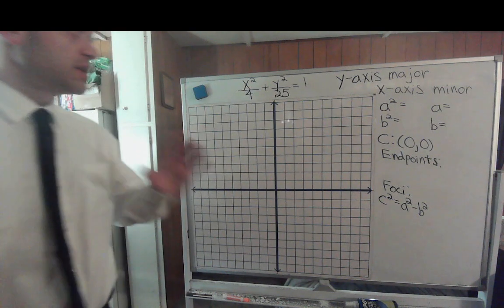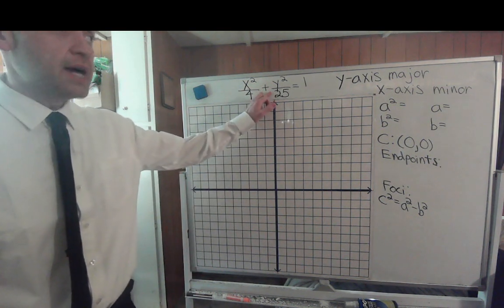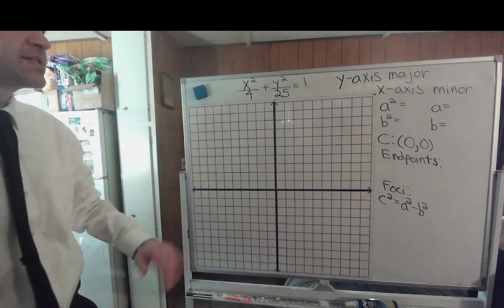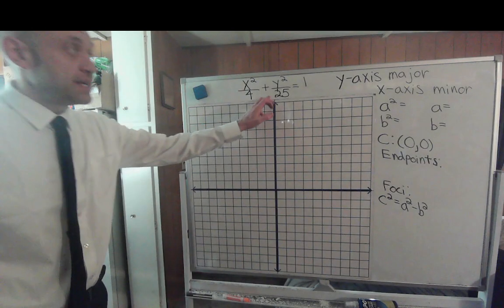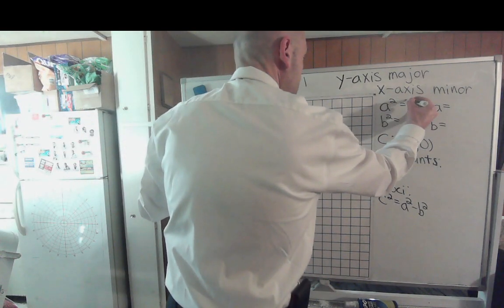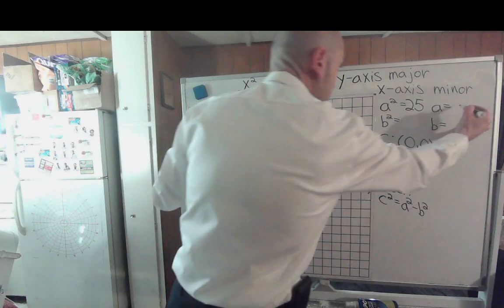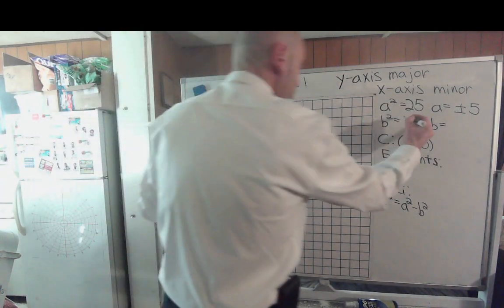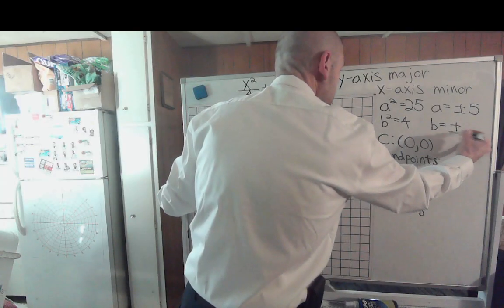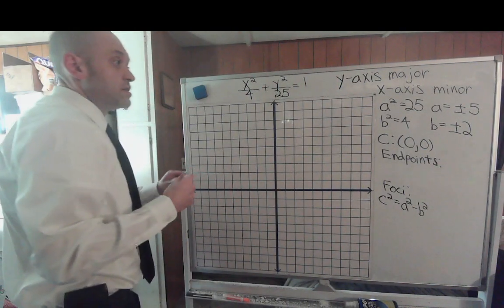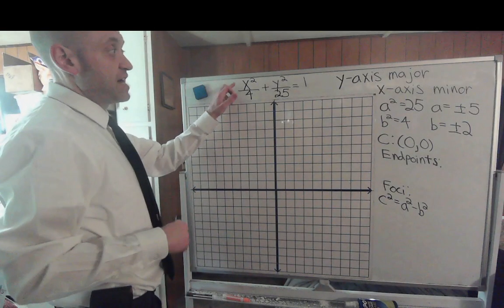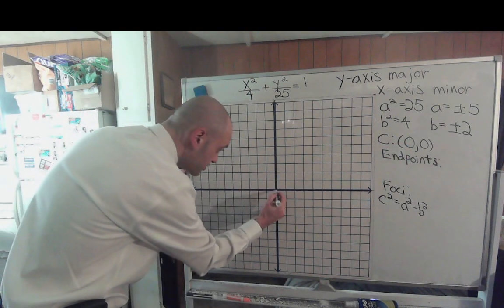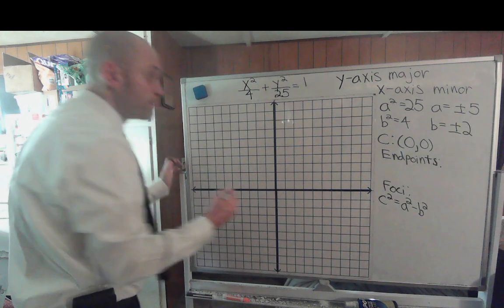Okay, so definitely the bigger number is below the y, so the y-axis is the major axis, the x-axis is the minor axis. So that means then my a squared is 25, so that means that a has to be both plus and minus 5. Which means my b squared is 4, so b has to be both plus and minus 2. We've got those out of the way, and we just have x squared and y squared giving us a center at the origin at 0, 0. So let's go ahead and fill that in on the graph.